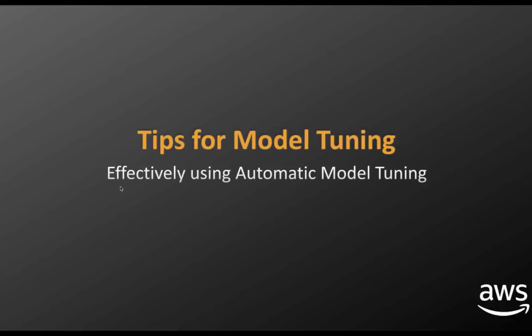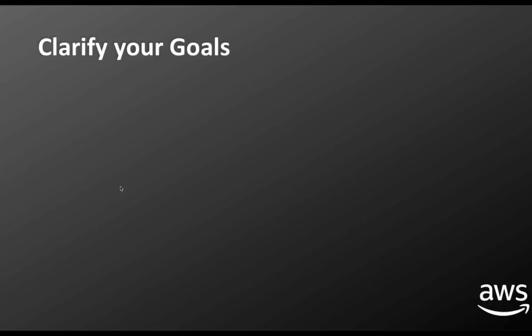Now that we've seen how to use the automatic model tuner, I'm going to give you some tips for how to use it effectively and how to get the best results out of it. So when you're thinking about using the model tuner, it's important to be clear on what you're trying to accomplish. The most straightforward goal is to just get the highest quality model you can out of your data set on the algorithm that you've chosen. And often this is exactly what you want, and this is what the model tuner is designed to do. So if that's your primary goal, great.